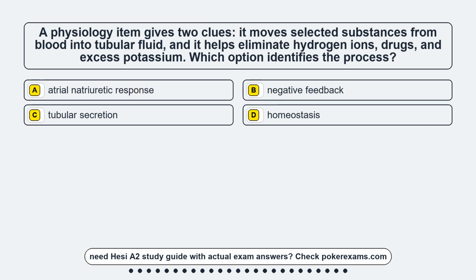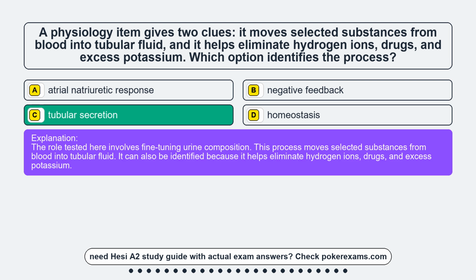Question 21. A physiology item gives two clues. It moves selected substances from blood into tubular fluid, and it helps eliminate hydrogen ions, drugs, and excess potassium. Which option identifies the process? Option A, atrial natriuretic response. Option B, negative feedback. Option C, tubular secretion. Option D, homeostasis. The correct answer is option C, tubular secretion.